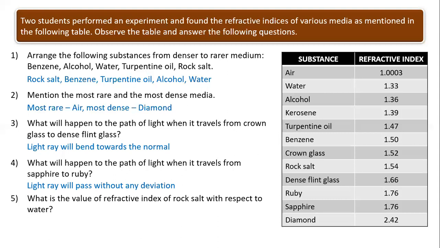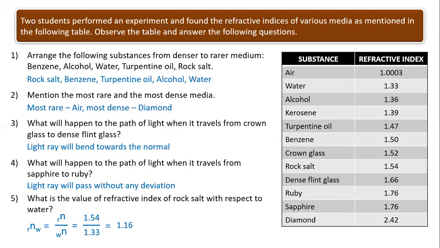And lastly, what is the value of refractive index of rock salt with respect to water? So I'm supposed to find the refractive index of rock salt with respect to water, which means I'm supposed to find the value of nRW. According to the formulas that you all have learned, nRW will be nR upon nW. That means the absolute refractive index of rock salt upon absolute refractive index of water. Now from the table, I get the value of absolute refractive index of rock salt, 1.54. And the absolute refractive index of water is 1.33. Now students, when you do this division, you will get the answer as 1.16.